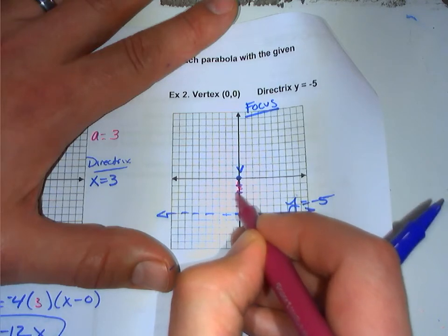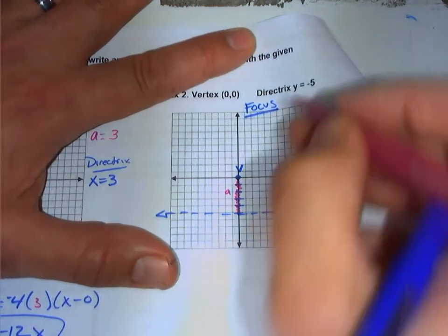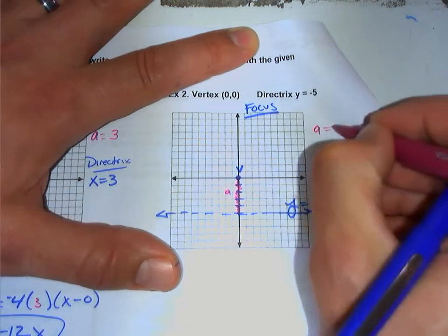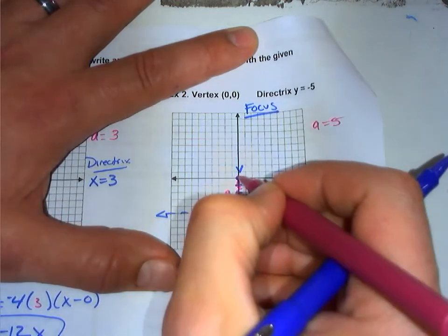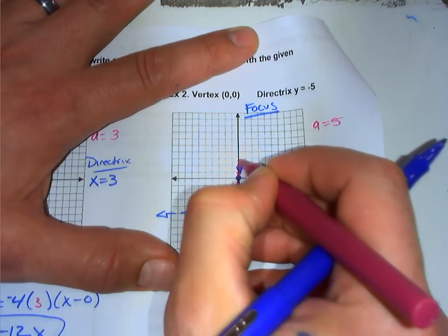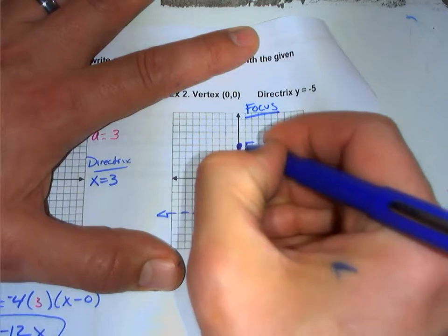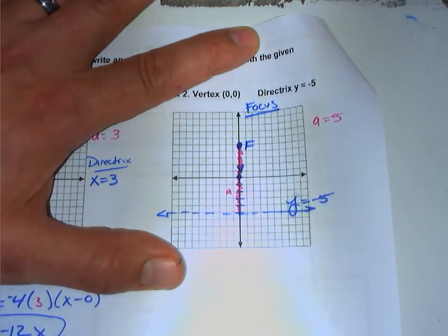Yeah, this is the same distance. So if you look, this represents A, right? That distance from the vertex to your directrix is 5, and that's your distance from your vertex to your focus. So I'm going to count up 1, 2, 3, 4, 5. There's your focus. And you should be able to label that guy. Where is that guy? Is that 0, 5 or 5, 0?